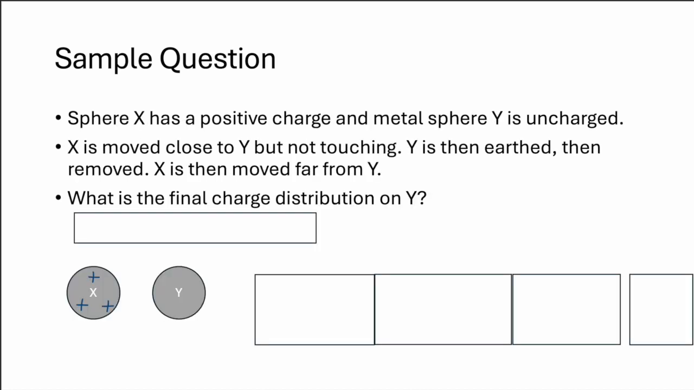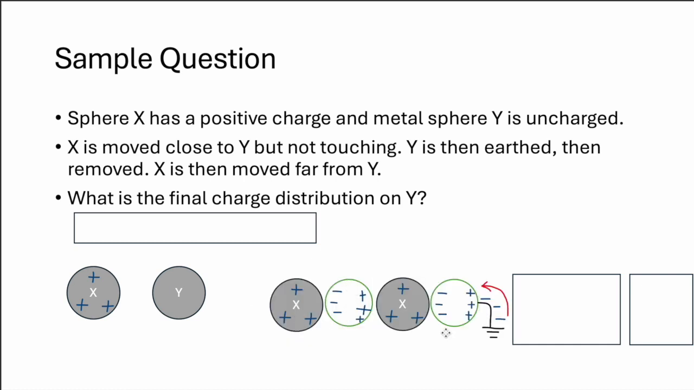Question 2 will be this. Sphere X has positive charge and the metal sphere Y is uncharged. X moves close to Y but does not touch. Y is then earthed, then X is moved away. What's the final charge distribution? Positive goes near Y, the unlike charge will be attracted. Then earthing means electrons flow upwards instead. So it will be negative charge all over.